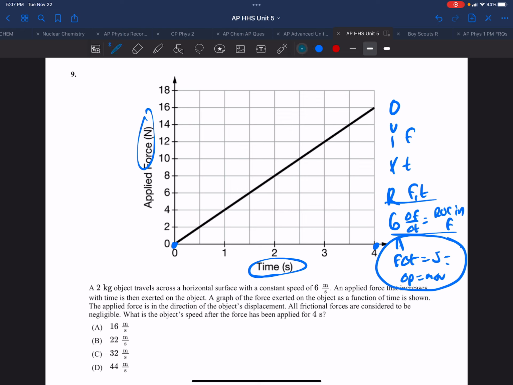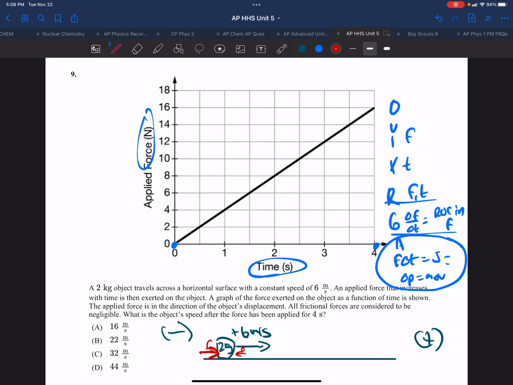So we have a 2 kilogram object traveling across a horizontal surface. We'll set that as positive. This is negative. 2 kilogram traveling across at 6 meters per second. A force that increases with time is then exerted on the object. We should be wondering at this point, is the force that way or is the force that way? Which one is it? The force is given as a positive sign, so it suggests it's this. But we just arbitrarily decided to have it moving to the right.